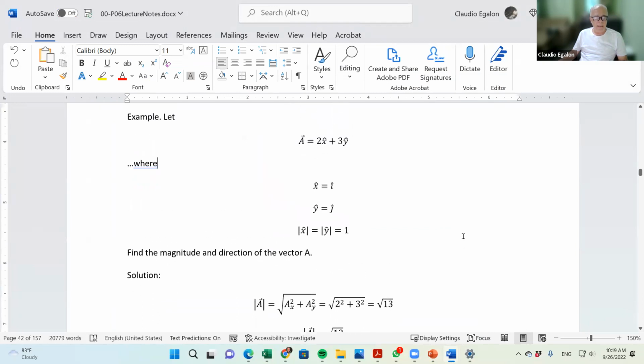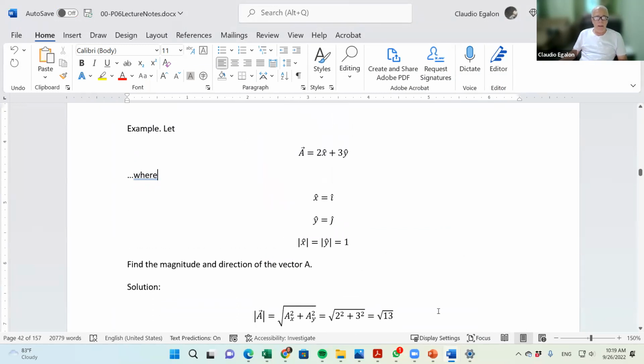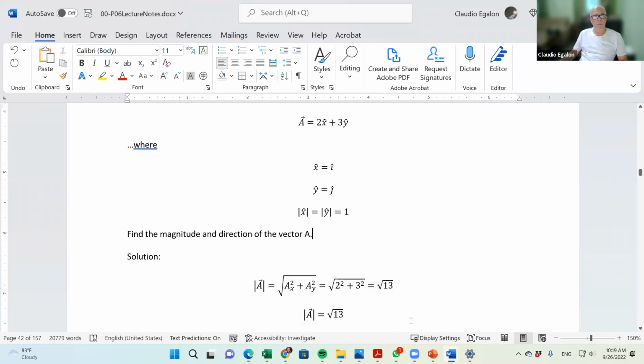So find the magnitude. Here's the magnitude. That's how you find it. Components x and components y are perpendicular to one another. Consequently, they form a right-angled triangle. AX and AY are the sides of a right-angled triangle. If you want to know the magnitude of A, you just sum the square of the other 2 sides and take the square root. 9 plus 4 is 13, square root of 13. Here you go. That's how you write it down.